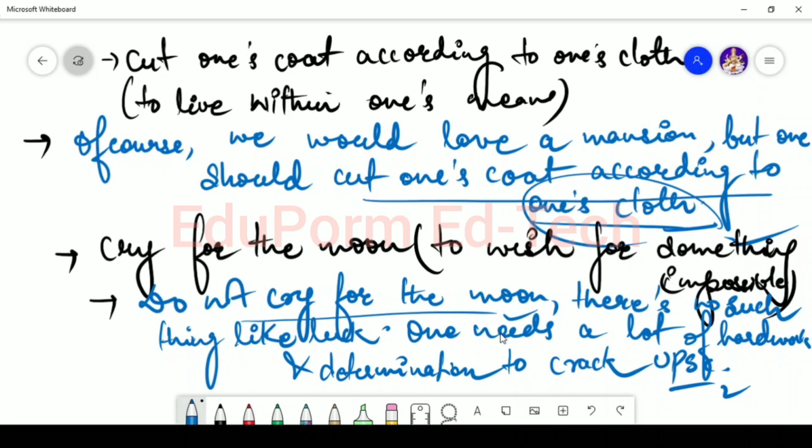Okay, so these are some of the examples of different idioms with their meanings and how to use and how to incorporate them in any kind of sentences, like examples.